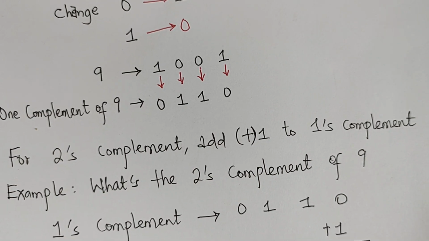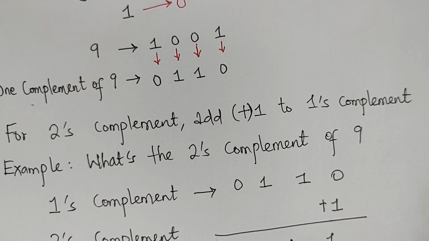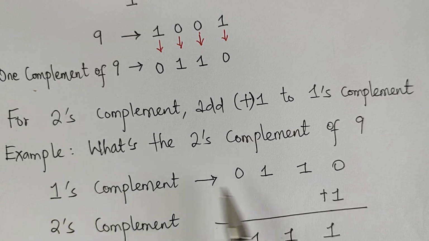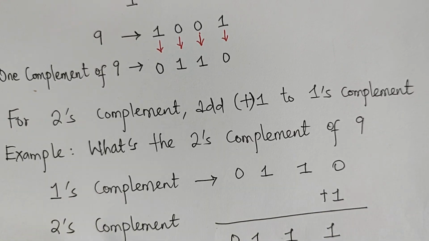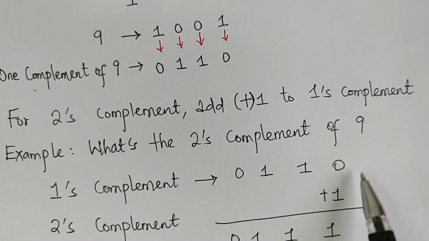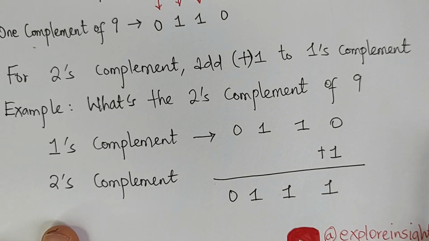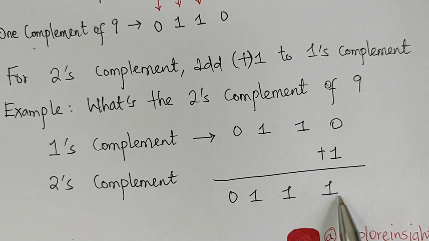Let's proceed with that. What is the two's complement of 9? Recall the one's complement is 0 1 1 0, and for two's complement we're just going to add 1, and when we add 1, we're going to have 0 1 1 1. So that's all. That's pretty easy.